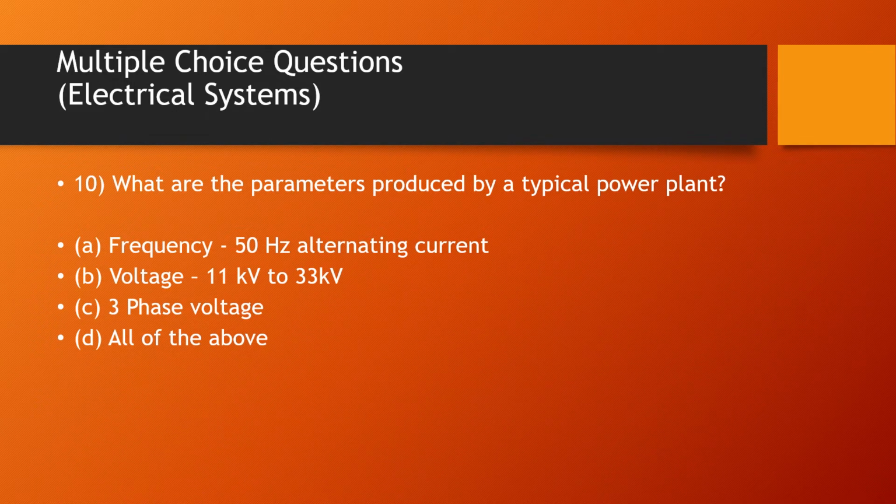And the next question is, what are the parameters produced by a typical power plant? Option A is frequency 50 Hz alternating current. Option B is voltage 11 kilovolt to 33 kilovolt. Option C is three-phase voltage. Option D is all of the above. And the answer to this question is option D, that is all of the above.